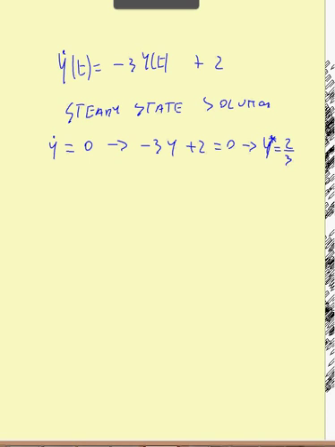The same computation: y dot of t plus 3y of t equal to 2. We put this on the left hand side. The integrating factor is e to the power of what? 3t. Oh, 3t.